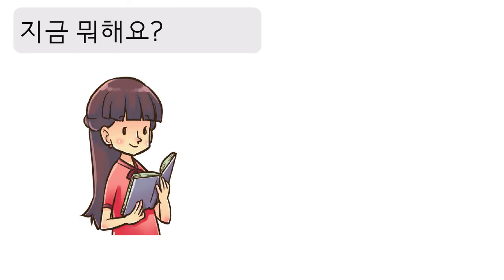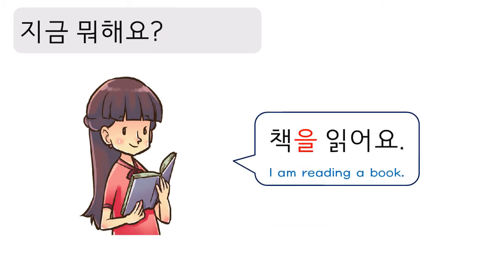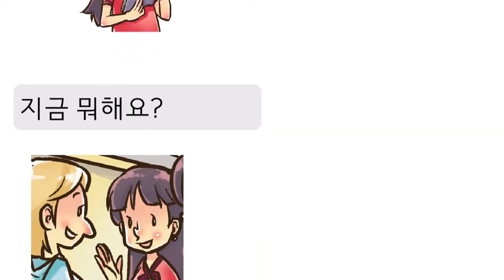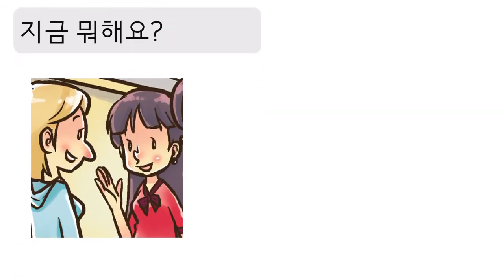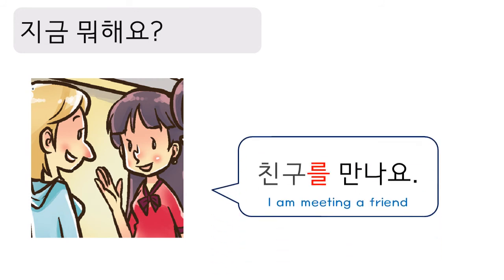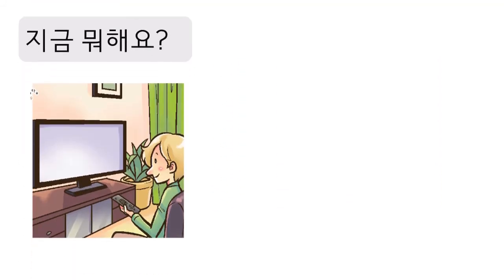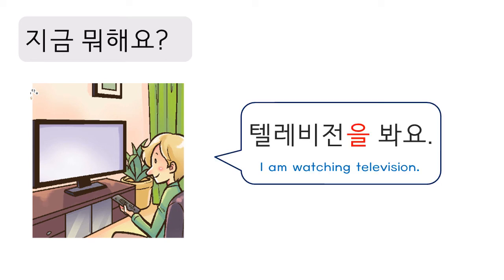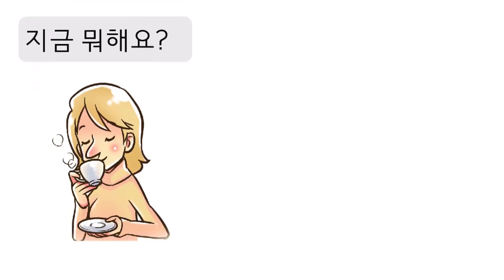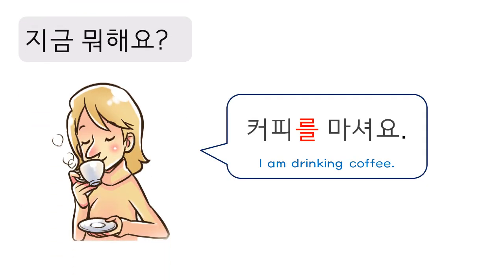And so what is this person doing? This person is reading a book. How do we say that? 책을 읽어요. 지금 뭐 해요? This person is meeting a friend. 친구를 만나요. 지금 뭐 해요? This person is watching television. So do you remember how to say I'm watching television? 텔레비전을 봐요. 지금 뭐 해요? 커피를 마셔요.